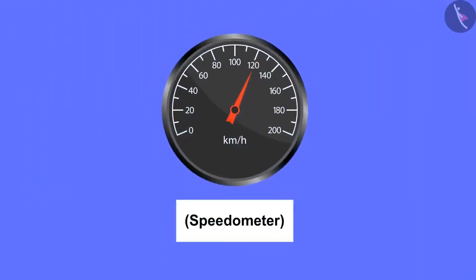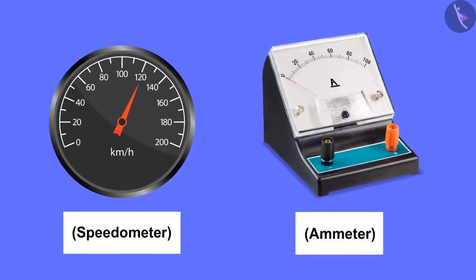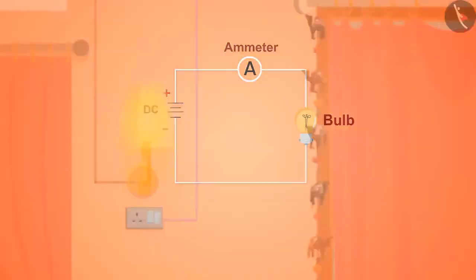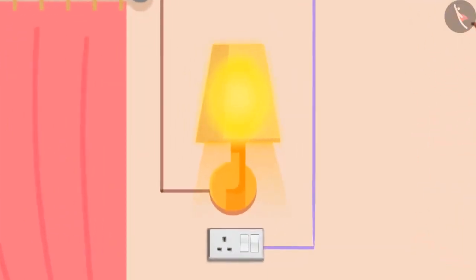Just as the speedometer is used to measure the speed of a vehicle, similarly in any circuit an instrument named ammeter is used to measure the electric current. Do you know a similar type of circuit is present in our homes too? But here the positive and the negative wires are not connected to a battery but are connected to the power supply coming into the house. We'll know more closely about this in the upcoming videos.